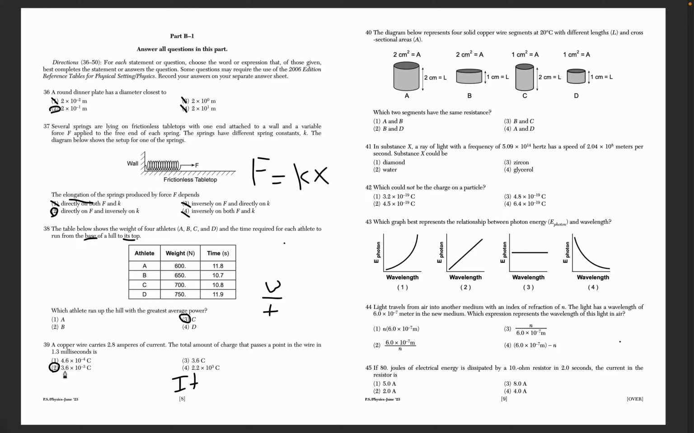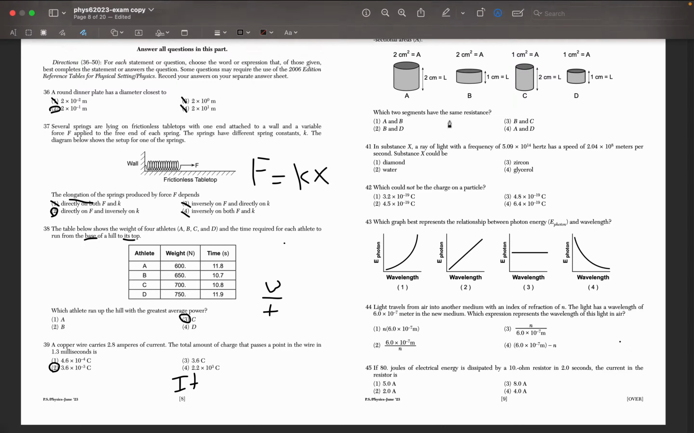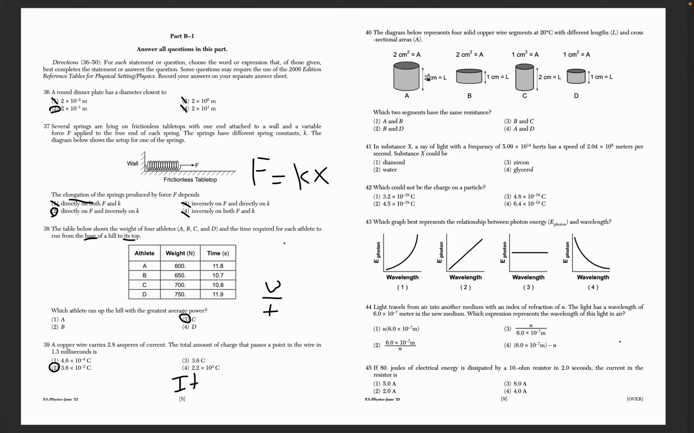Next, question 40. The diagram below represents 4 solid copper wire segments at 20 degrees Celsius with different lengths L and cross-sectional areas A. Which 2 segments have the same resistance? Well, resistance is equal to rho, the Greek letter, times the length divided by A, which is the cross-sectional area.